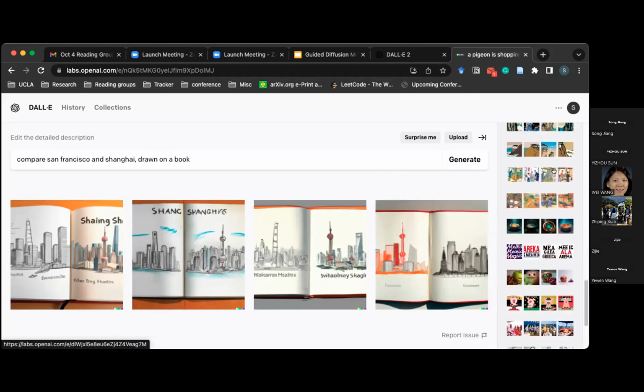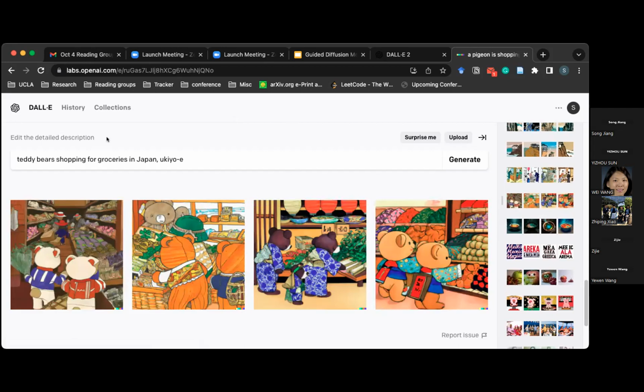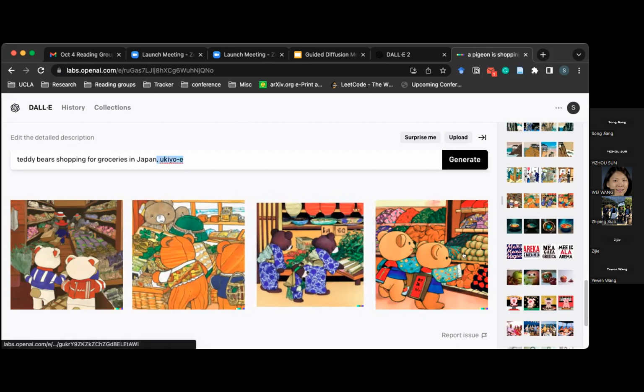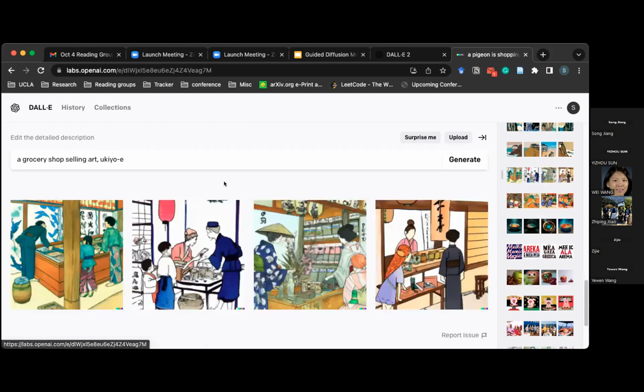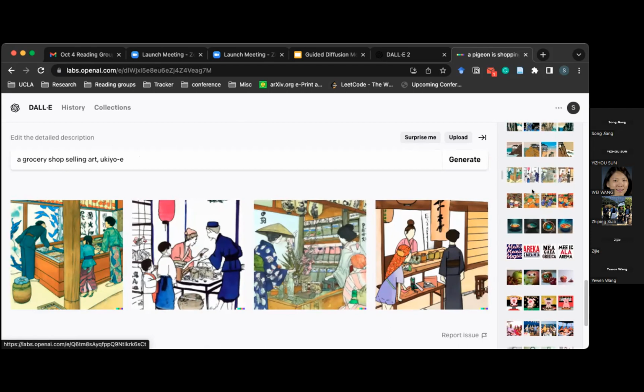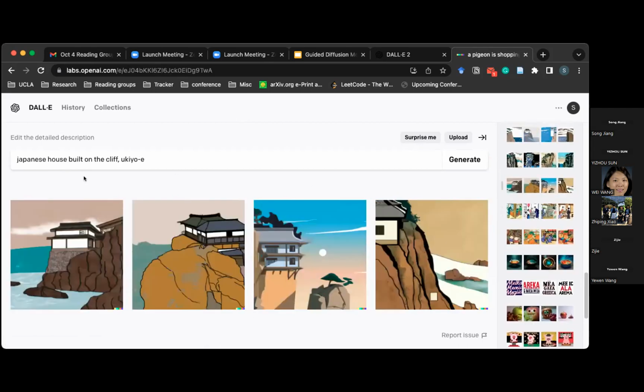Okay, but let's see this one. Teddy bears shopping for groceries in Japan, Ukiyo-e style. This is a painting style, basically this style. So good, right? And let's see this one: a grocery store selling art, still the same style, also good, right? Let's see this one: a Japanese house built on a cliff, still Ukiyo-e style.